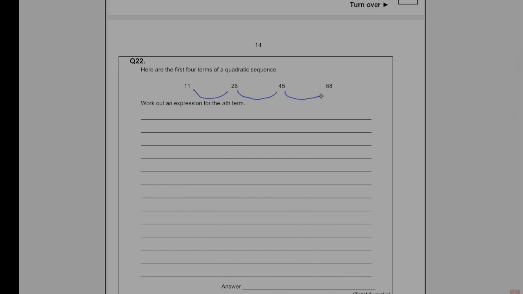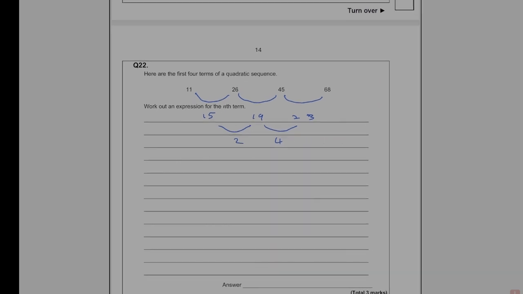Okay, question 22. Here are the first 4 terms of an arithmetic sequence. Find an expression for the nth term. So if I look at the first set of differences, the first difference there is 15. Then we're looking at 19. Then we're looking at 23. Second set of differences, then we've got 2, and then we've got 4. So that's going to imply that we've got an n squared term.